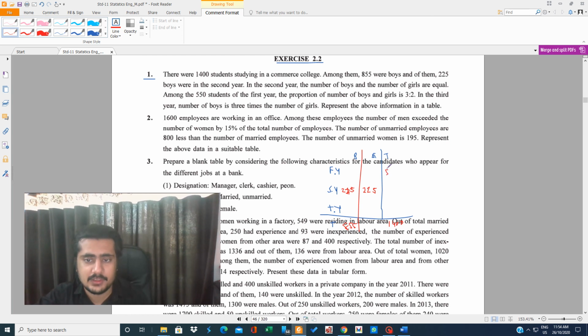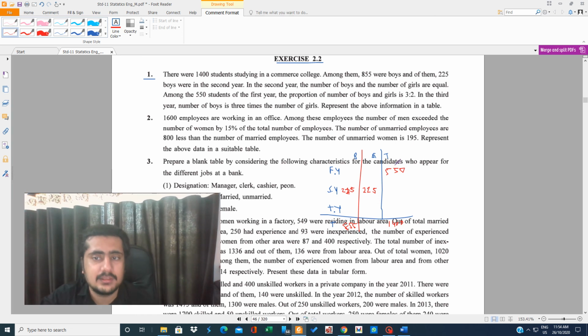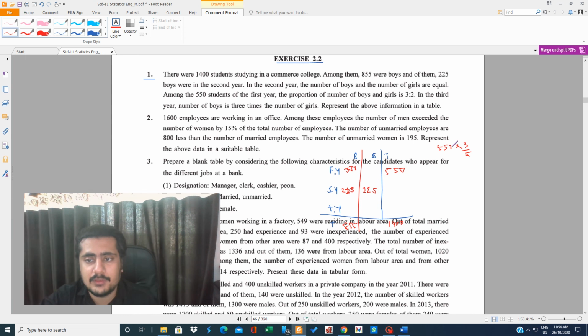Among 550 students in the first year, the proportion of boys and girls is 3 is to 2. So from this 550, boys are 3 parts and girls are 2 parts. So how to find 3 is to 2? You have to do like this. If you want to find boys, then 550 into 3 by 5, the total comes to 330. And if you want to find girls, the same process, 550 into 2 by 5, so it is 220. So it's 330 and 220.